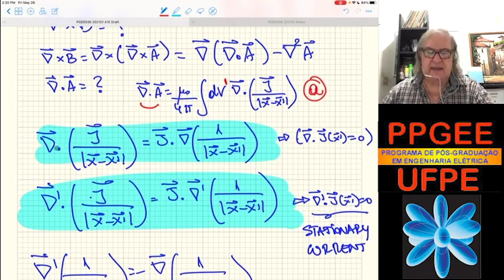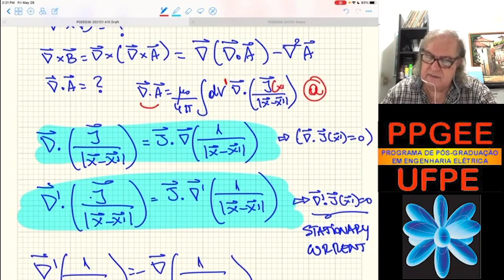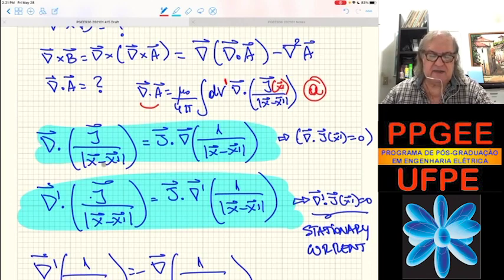So if we calculate again with the chain rule, the divergence of a vector times a function, it's going to be the vector times the gradient of the function plus the function times the divergence of the vector. But the divergence of the vector is 0 because the vector here in this case depends on x prime. Okay? So it means the divergence of this combination is given by this formula.